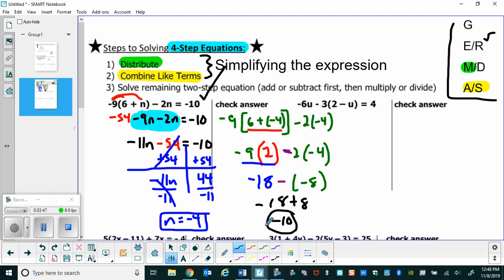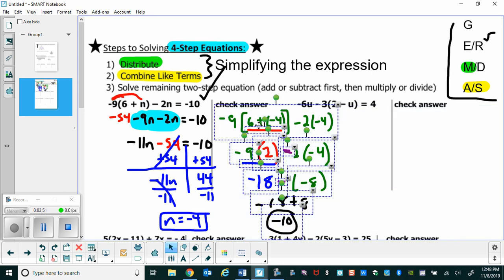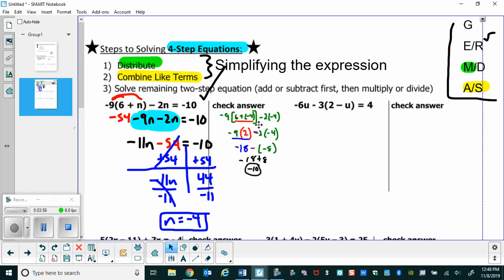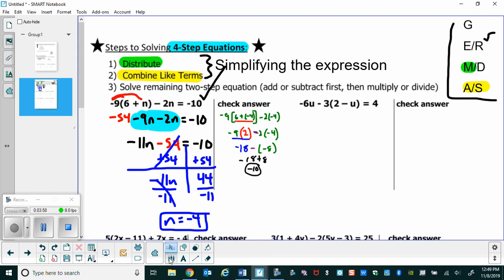All right? Now give me just 1 sec to make this work a little bit smaller. All right, there's our check work right there. All right, so here's another problem that we're going to try now.